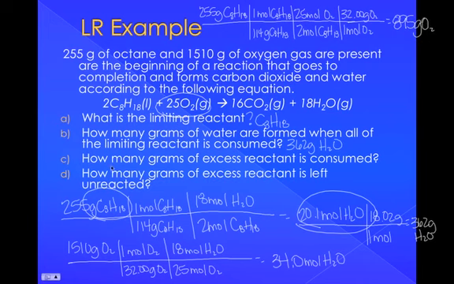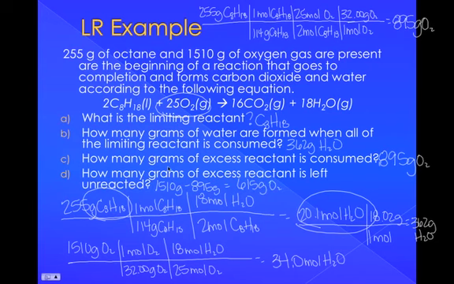But the question said how many grams, oh, that is what the question asked. How many grams of excess reactant is consumed? 895. If it had asked me how many was left over, then of course I would subtract. Oh, right there. How many grams of excess reactant is left unreacted? Well, I had 1,510 grams of oxygen. I used 895, so I just simply need to subtract. So 1,510 grams minus 895 grams gives me 615 grams of unreacted oxygen.